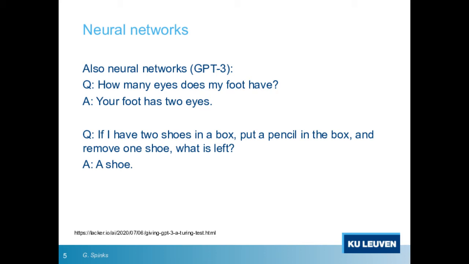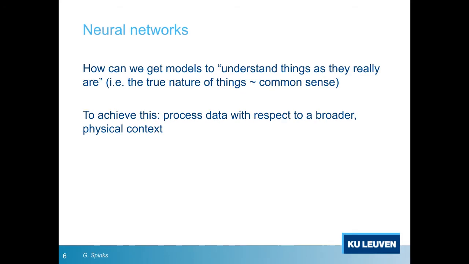A better goal would be to achieve a type of world understanding or common sense, which we describe as the ability to understand things as they really are. As an example, the neural network on the previous slide did not understand the true nature of a foot, otherwise it would have known that a foot cannot have any eyes.